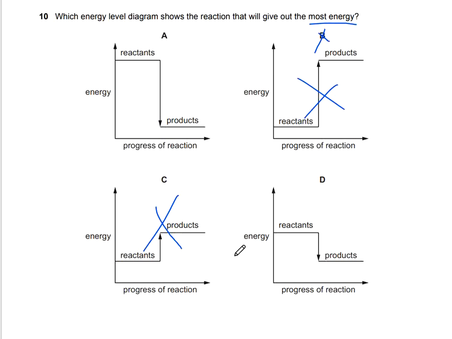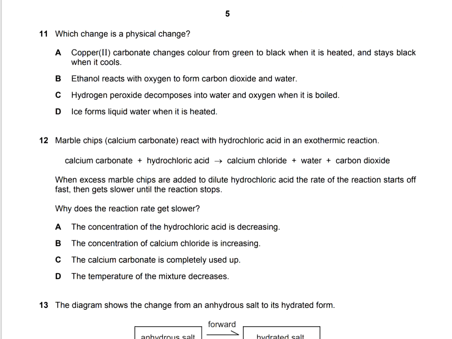For letter D, let's see, the reactants are high and the product is low, okay, but we're also talking about the most energy that will be given out. So the correct answer for this is letter A, since it gives out most of the energy. In here, it gives out energy, but not the most energy. So the correct answer for this is letter A.